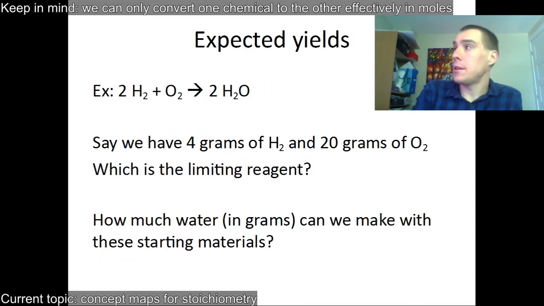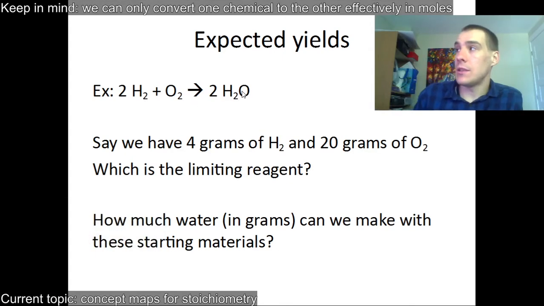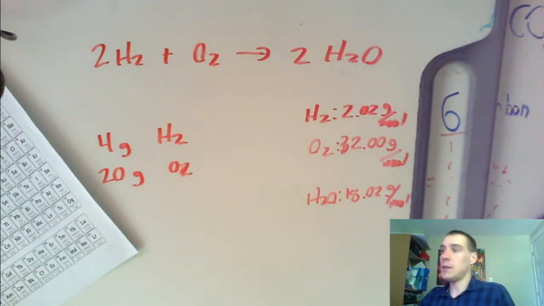The practice problem here is we have 4 grams of H2, 20 grams of O2, and here's our reaction, 2H2 plus O2 to 2H2O. And the question is, how much water can we make with these starting materials? How much water can we possibly make? Well, I've got that set up over here. I've already written it out. 2H2 plus O2 makes 2H2O.